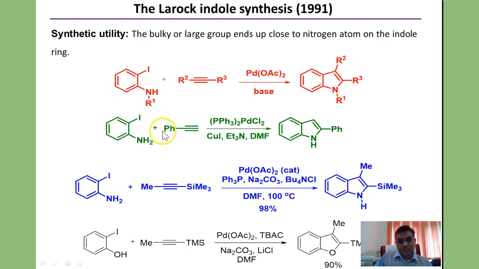Here, generally the bulkier group between R2 and R3 is nearer to the nitrogen here. It's at the 2 position. Here the 2-phenyl indole is achieved. Here again we get the synthesis of indole in a 98% yield. And this methodology can be extended to the synthesis of benzofuran. Instead of ortho-iodoaniline, if you take ortho-iodophenol, again we get a benzofuran derivative in a 90% yield.